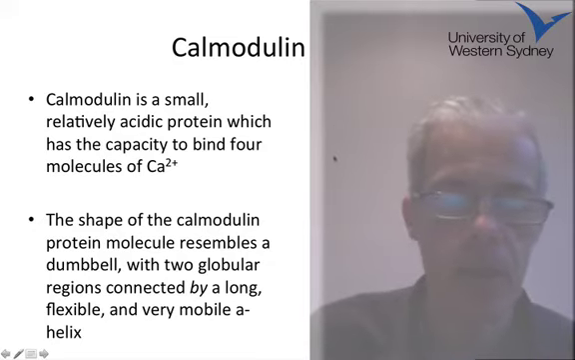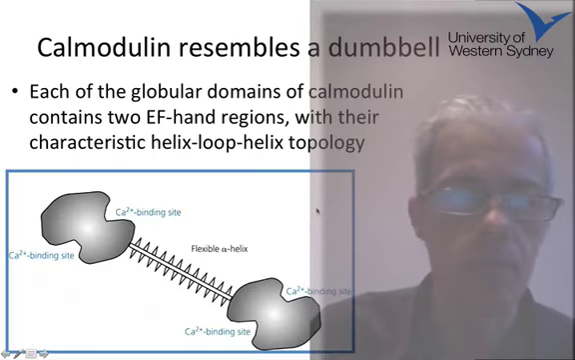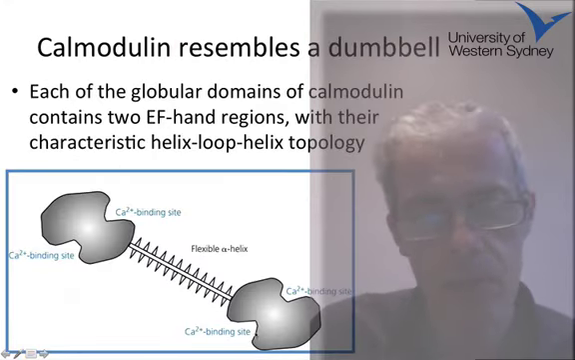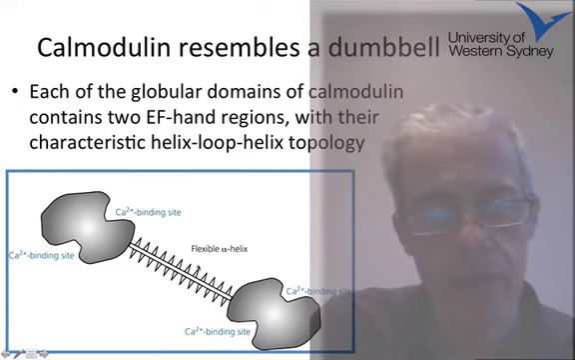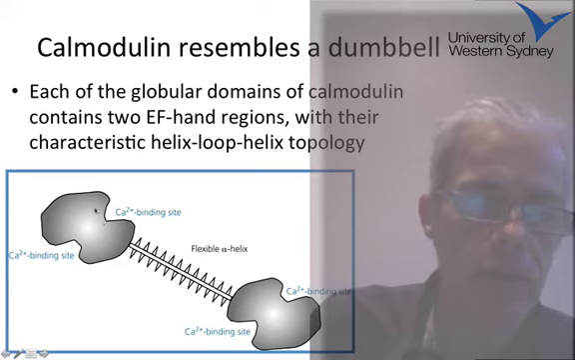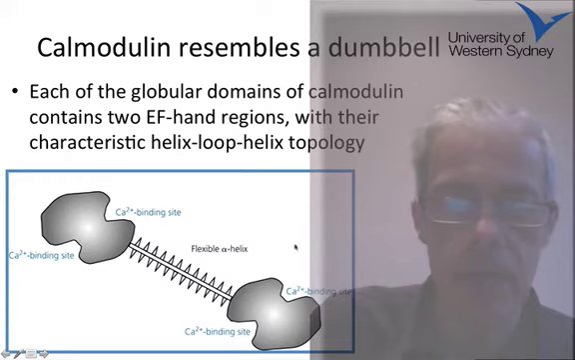So here's a schematic cartoon of this dumbbell structure. We've got the flexible alpha helices in the center, and these globular domains on the end here. Each globular domain contains two EF hand regions. So here's the two binding pockets from each of the EF hands, and this sort of topology makes up calmodulin.